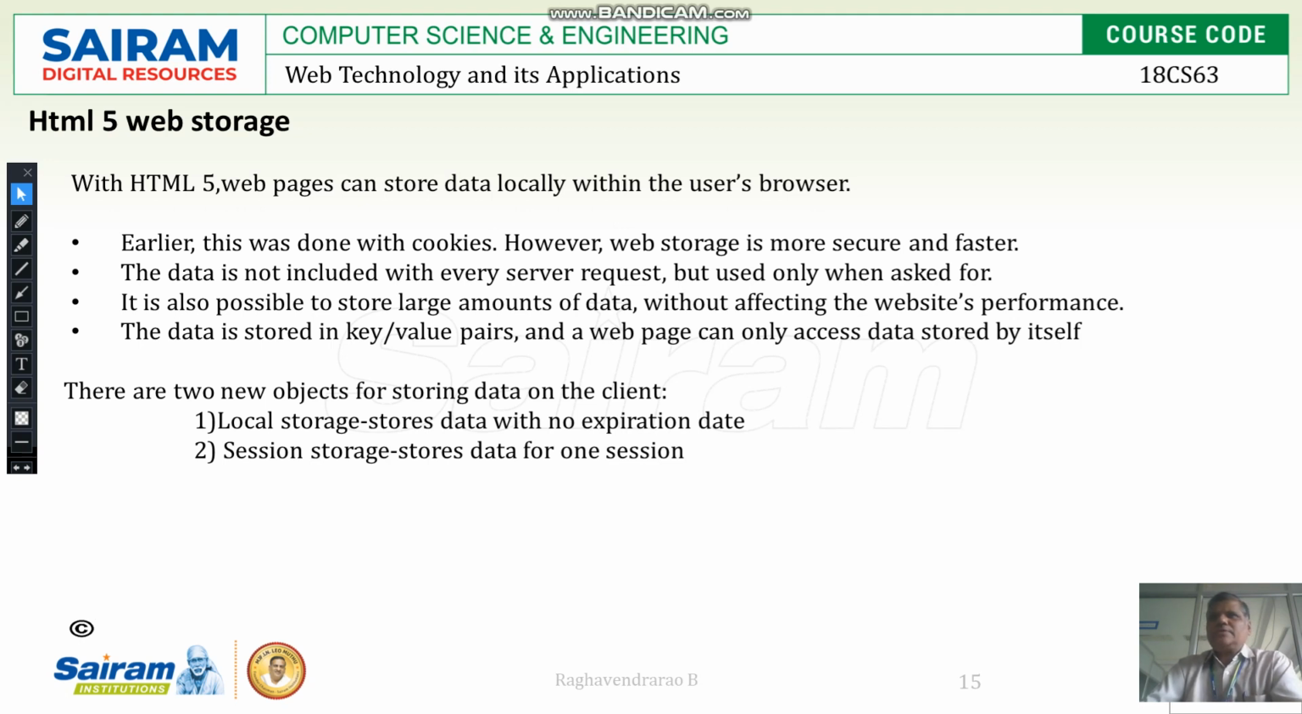This is a very important factor, because if you use cookies, you can store only 4 KB of data. If you use web storage, you can store a large volume of data, and it is stored in the form of key-value pairs, like a dictionary. There are two types of storage: local storage and session storage.